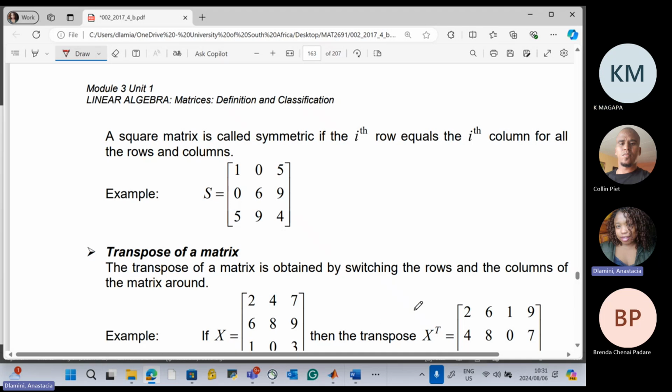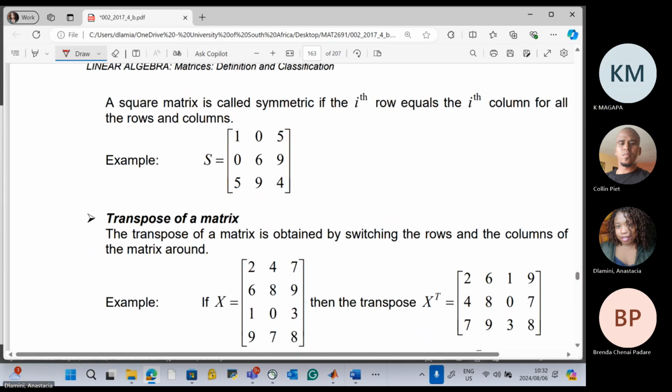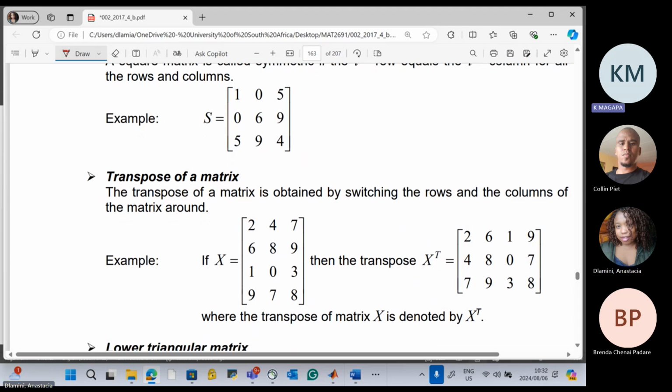For example, look at this one. Row 1, if we put it in column 1, do you see it's exactly the same as column 1? Okay. Row 2 is exactly the same as column 2. And then row 3 is exactly the same as column 3, because this is 594, 594. Then we say that matrix is a symmetric matrix. Are we together?